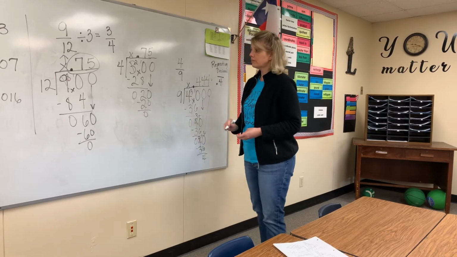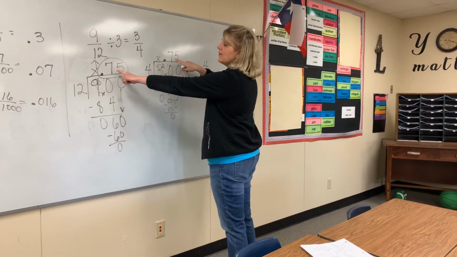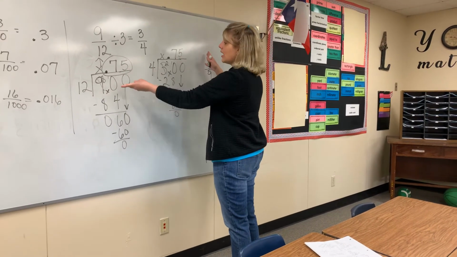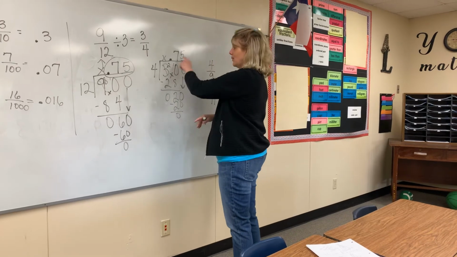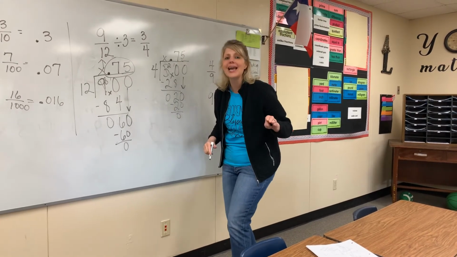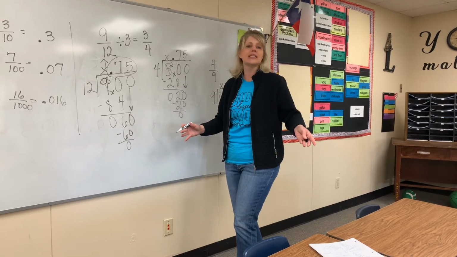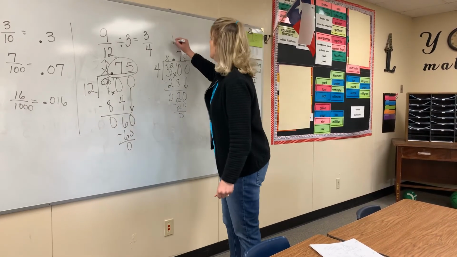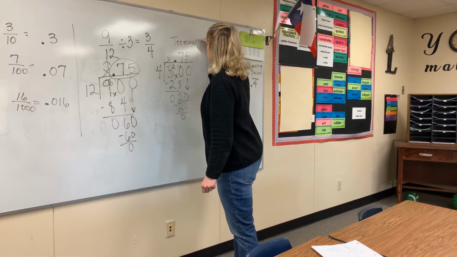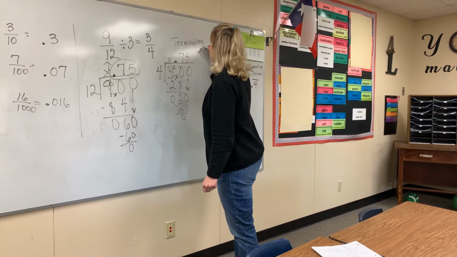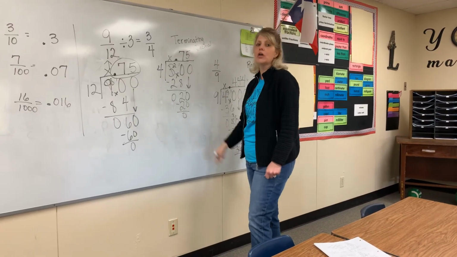Okay? This one is not a repeating decimal. It's 0.75. It doesn't keep going. It stops. So that is not a repeating decimal. You know what this is called? A terminating decimal. It stops. All right? It doesn't go on any further. So that's called a terminating decimal. I don't care how many zeros you add, your answer is still going to be 0.75.